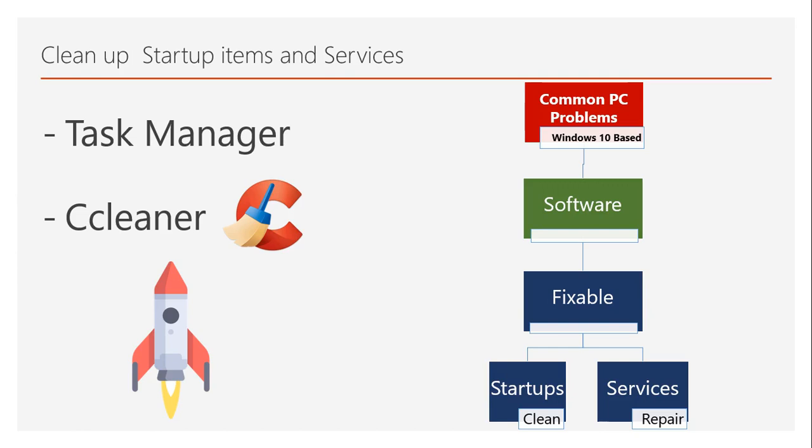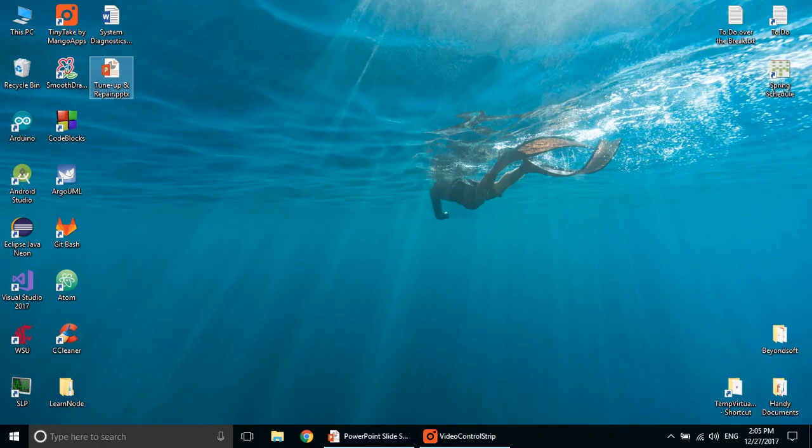That was about the viruses and antiviruses. I'm not going to talk too much about them, but we're going to talk about startups and services. To see what software starts up with our Windows, we can use Windows Task Manager, or we can use third-party software, for example CCleaner. Let's start with Task Manager.